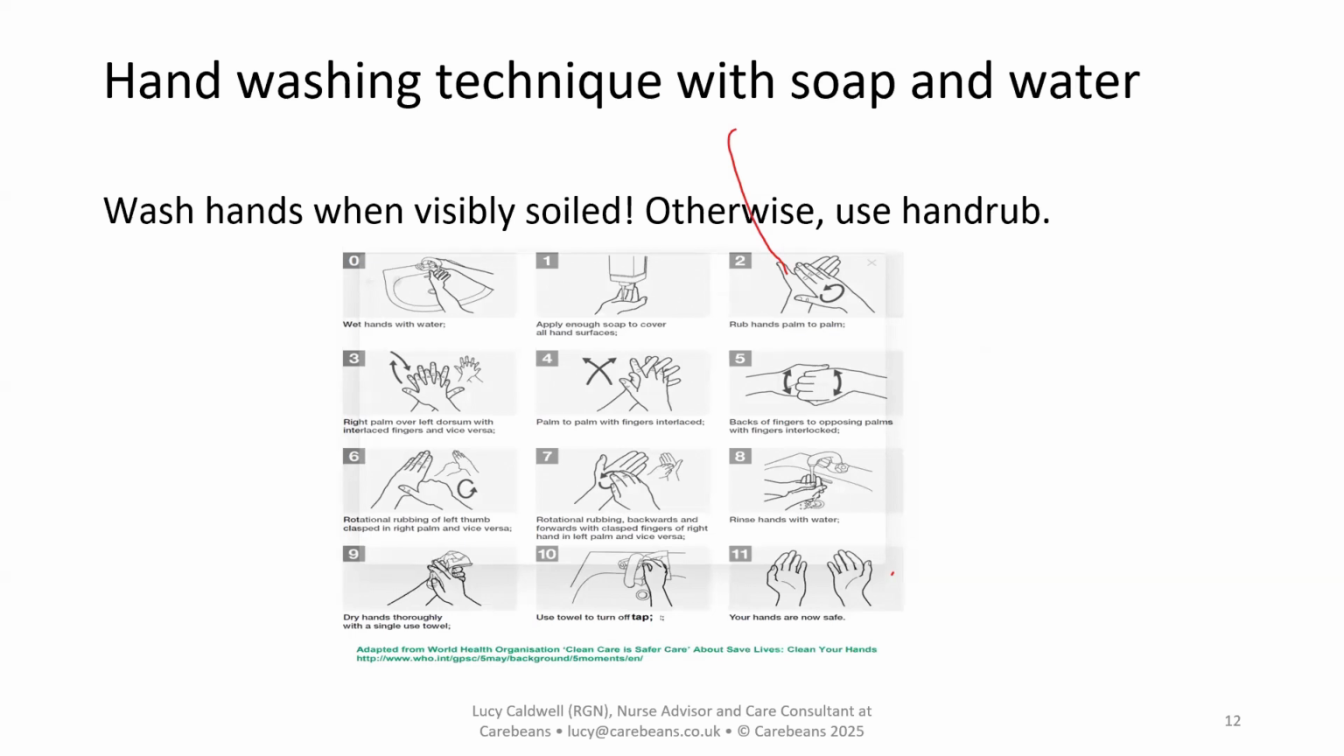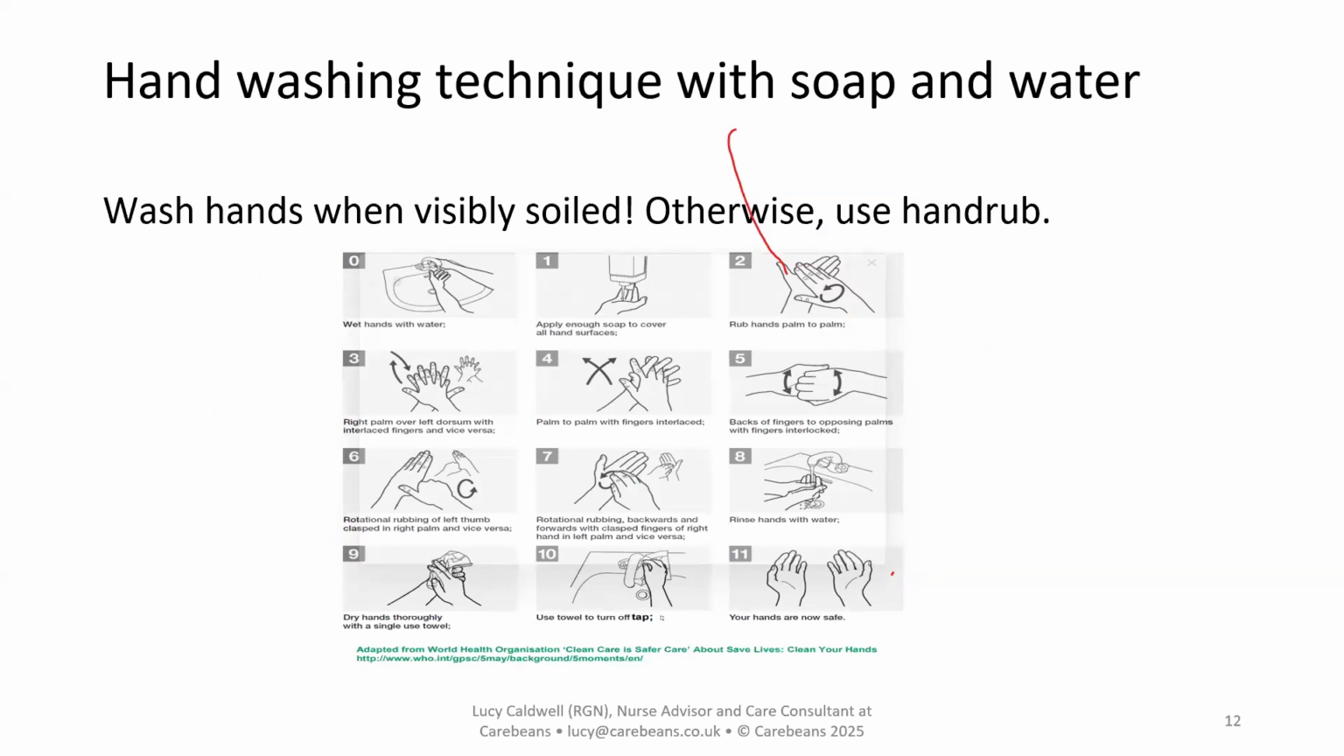And you should wash your hands when they're visibly soiled. I know we've got hand rub and we use that frequently, but if your hands are visibly soiled, you should wash them with soap and water. Hand rub is just for when they are not visibly soiled, but you need to just give them a clean. So that's really important. If your hands are visibly soiled, wash them. Otherwise, you can use hand rub.